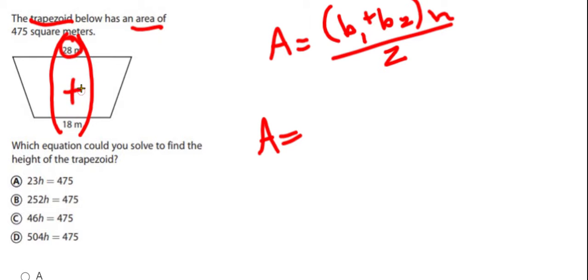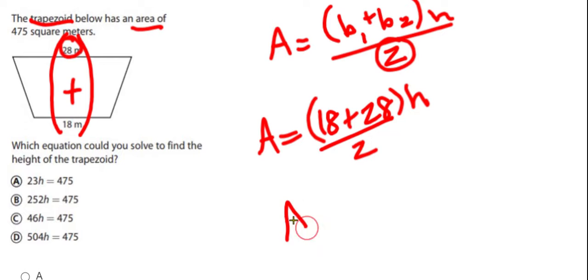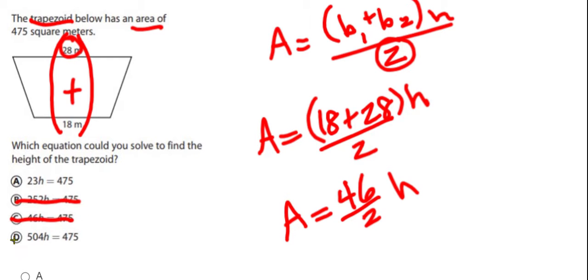So now we fill out the information. Base 1 plus base 2 is going to be 18 plus 28. And we don't know the height, so we'll leave it there. And then we've got to divide something by 2. So writing it down, 18 plus 28 is 46, divided by 2, times h. Well, this is 46 times h, so we know it's not that. And 46 divided by 2 is 23 times h.